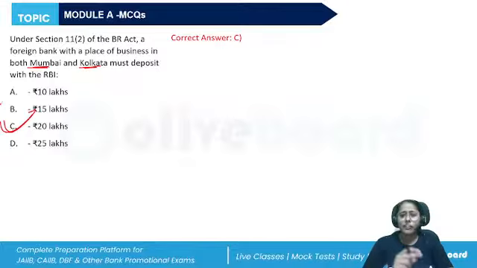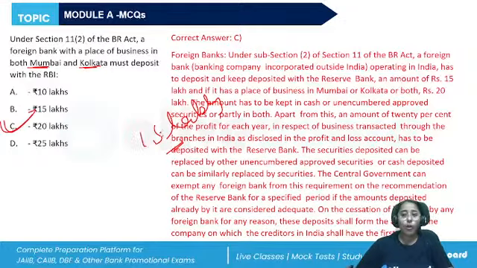If they have a place of business anywhere else, then the amount will be 15 lakhs. If the place of business is in Bombay or Kolkata or both, then it will be 20 lakhs. Apart from this, an amount of 20% of the profit for each year in respect of the business transacted through the branches in India only. And these securities deposited can be replaced by other unencumbered approved securities or cash.